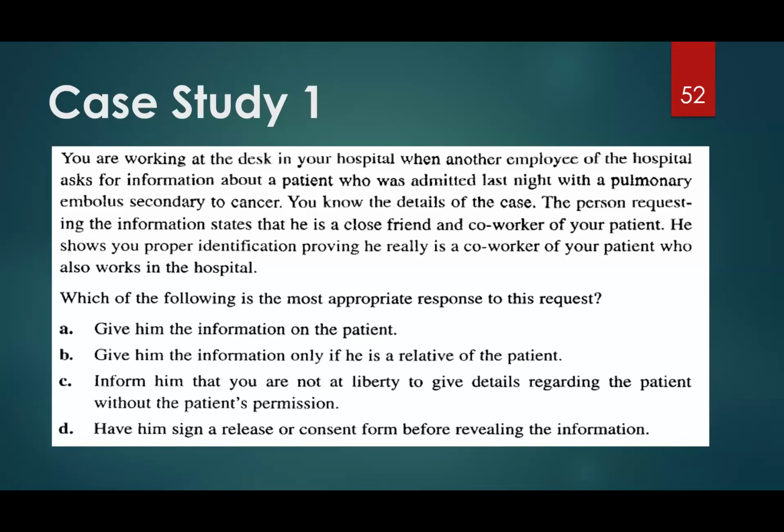And in the previous lecture, we discussed the case where you didn't tell the information of the patient to his wife. And it seems that he and his wife had major problems and they were going to a divorce, and this information was intended to be used against your patient. So, of course, here the correct answer is to inform him that you are not at liberty to give details regarding the patient without the patient's permission. Very good.